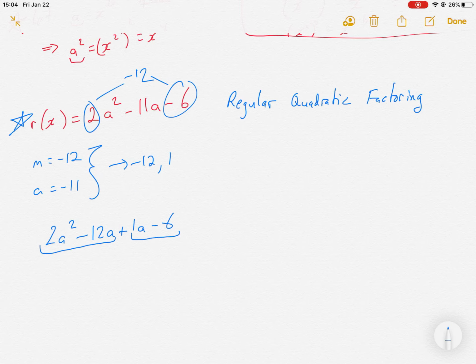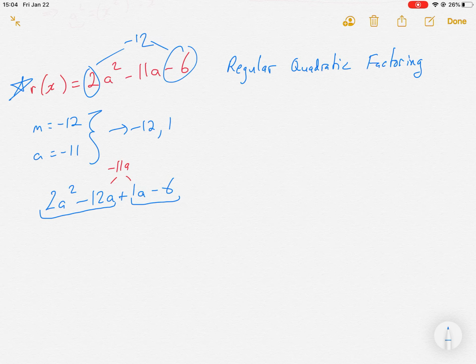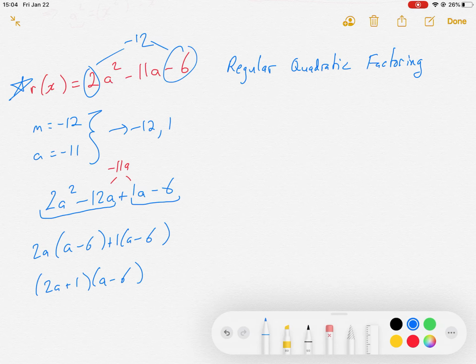So I'm going to group those two terms and those two terms. Notice I split up that negative 11a into negative 12a plus 1a. If you've forgotten this, I do have a previous video on factoring that you can go check out. So now I take my two groups here, I find the GCF. And so I end up with this. Okay, so here's my factored form, but remember, we actually substituted.